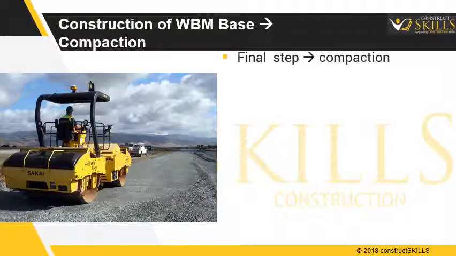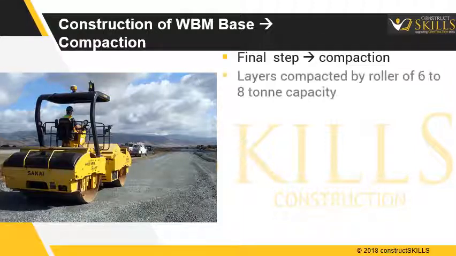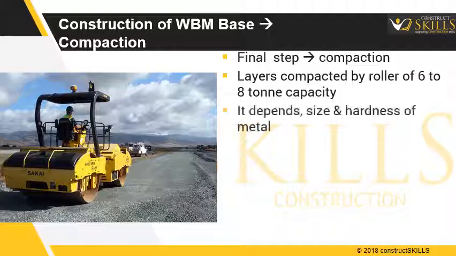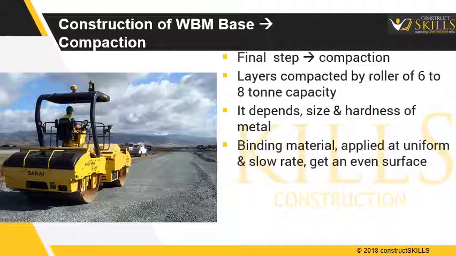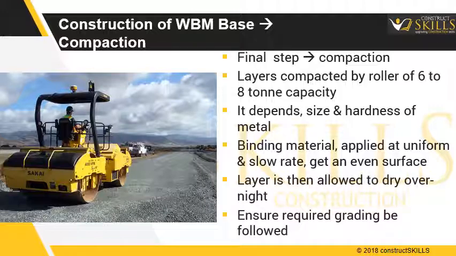Construction of water-bound macadam base, compaction. The final step is compaction. Layers are then compacted by a roller of 6 to 8 ton capacity. Capacity depends upon the size and hardness of the metal. Binding material is applied at a uniform and slow rate, to get an even surface. Generally, the quantity required is 0.05 to 0.1 cubic meter per 10 square meter area. Then the layer is allowed to dry overnight.